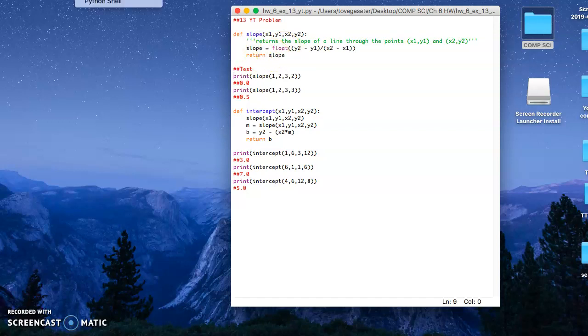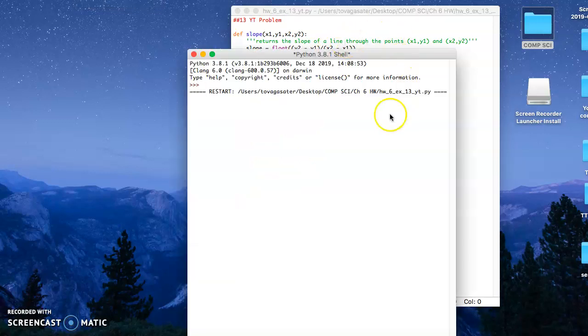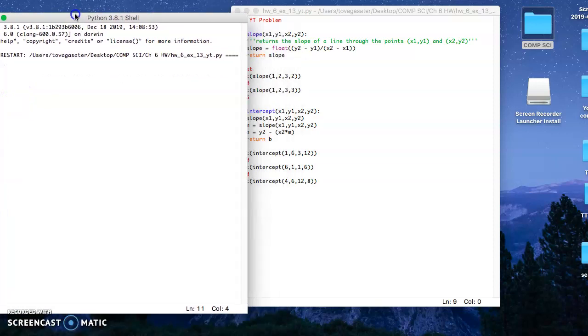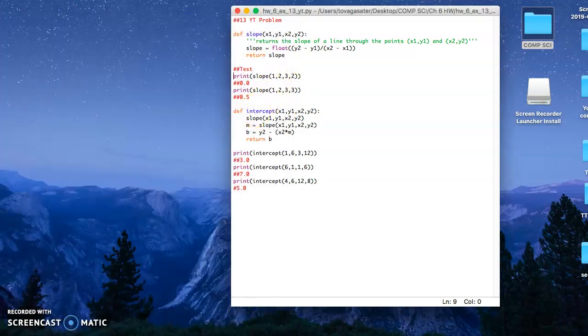And so when we test that first one, it comes out with 0 and 0.5, which is what we want. And then the second part of the problem is to create a function that uses slope as a helper function that calculates the y-intercept from 2 points. So to do that first, I called the helper function, the slope from above, and then defined that as m to put into the equation.